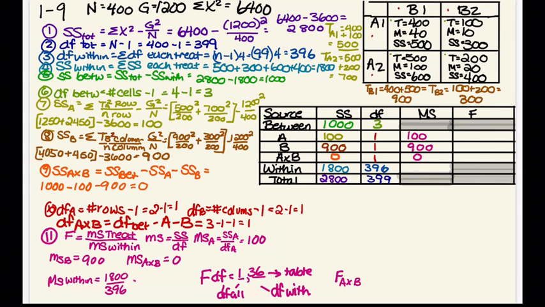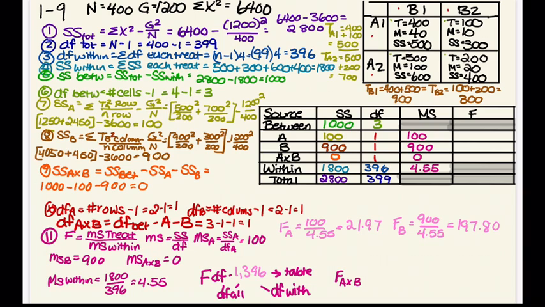Our mean squares are calculated by dividing the sum of square deviations by degrees of freedom. And the F value for each factor is its own mean square divided by mean squares within treatments. Once we find all of our F ratios, we have to determine their significance by finding our critical F.